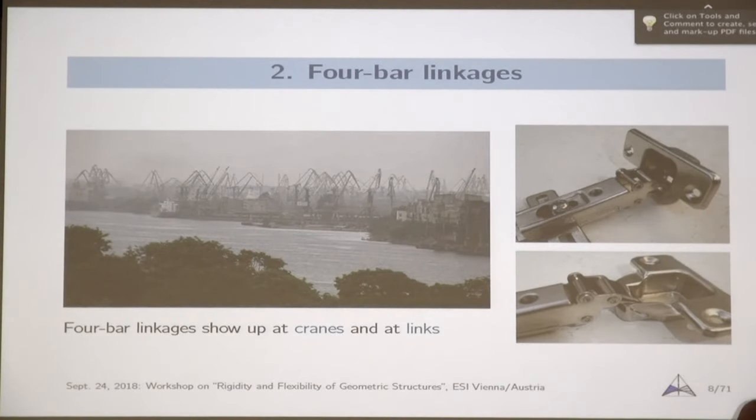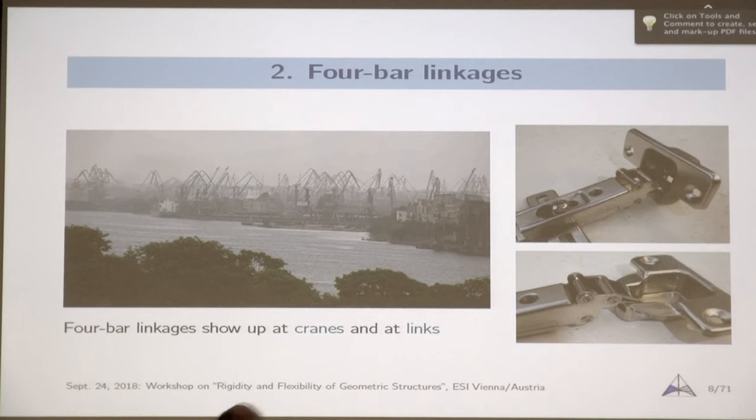We find big four-bar linkages looking at these cranes. They use a four-bar linkage, this one, because the end point moves approximately horizontally for a while, and so you have to lift or to sink down the load. And four-bar linkages are very easy to produce, or they are somehow the simplest flexible structure because it consists of revolute joints.